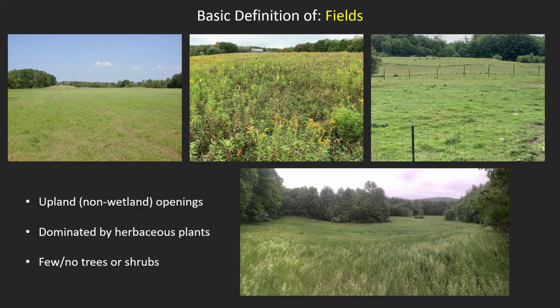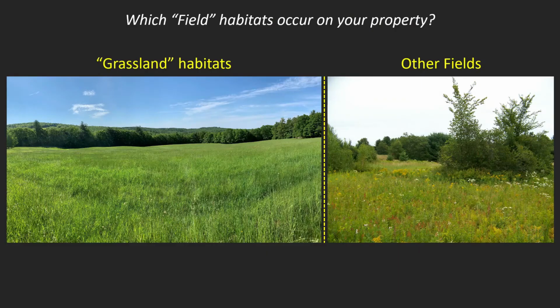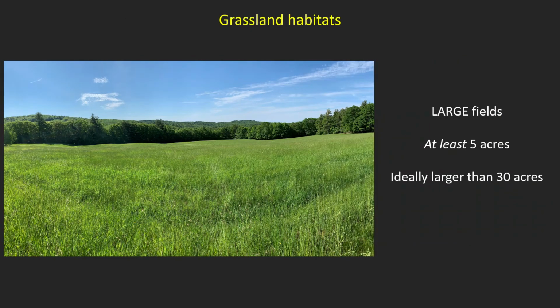Fields can be recognized as upland or non-wetland openings that are dominated by herbaceous plants, which are non-woody, and these habitats contain few or no trees or shrubs. As a wildlife biologist, I distinguish different fields based on how they function as wildlife habitat. As habitat, fields can be grouped into one of two primary types: fields that function as grassland habitat and all other fields. I'll first discuss grassland habitats.